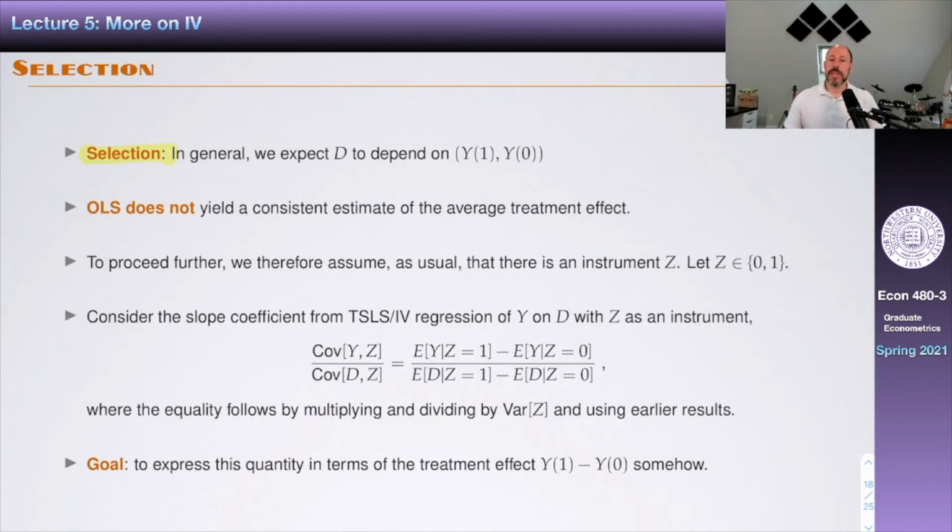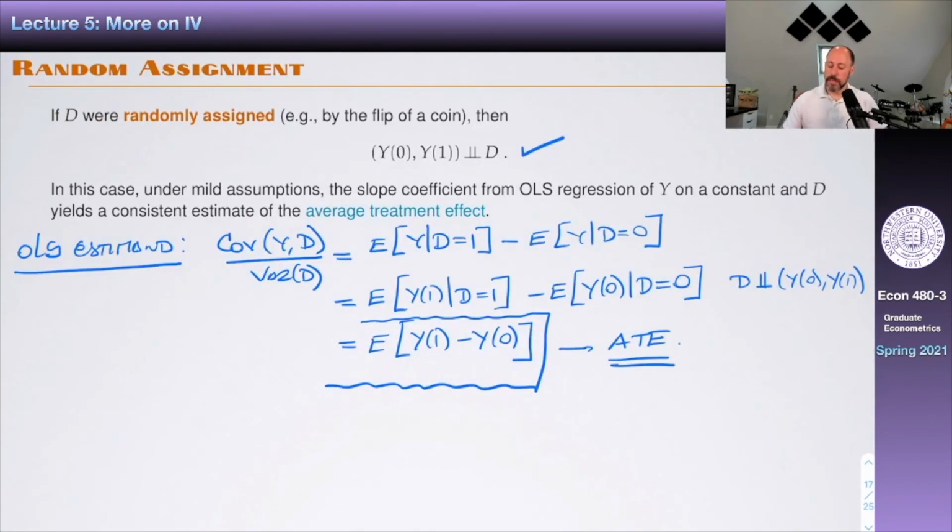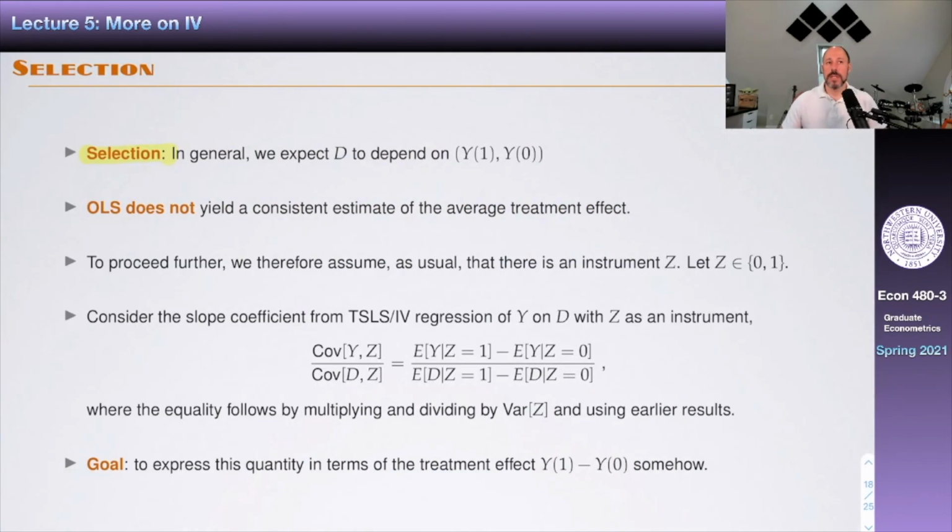And then depending on the applications, you can find different stories. But in general, whenever D is a choice, you would imagine that people take into account their potential outcomes when they make the choice. And so in those cases, we would expect D to depend on the potential outcomes. When this happens, OLS will not yield a consistent estimate of the average treatment effect. The derivation that we did in the previous slide clearly exploited this exogeneity of D in this step. And if we can't do that, then this derivation doesn't go through.